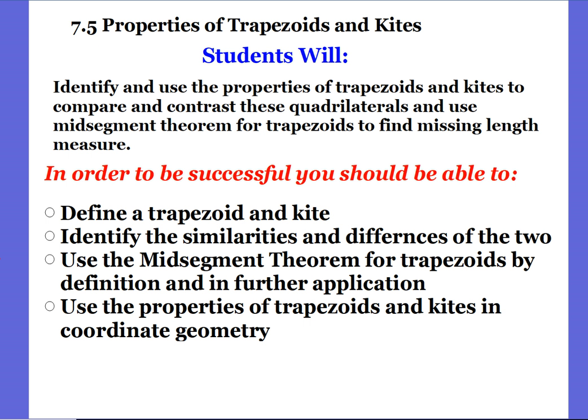All right, ladies and gentlemen, welcome back, and the excitement continues for our quadrilateral discussion. In our final section of quadrilaterals, we are going to discuss trapezoids and kites. The overall goal is to identify and use the properties of trapezoids and kites to both compare and contrast these quadrilaterals and use the mid-segment theorem for trapezoids to find missing length measures.